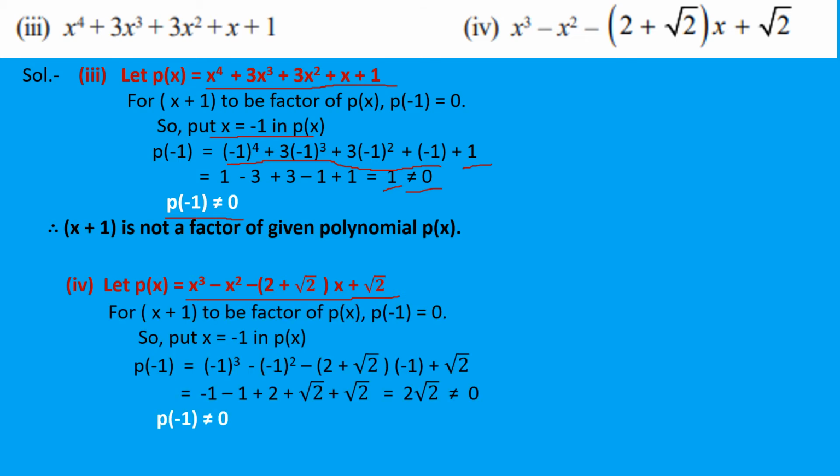What we will do? We will put x equals to minus 1 in p(x). So we will get p(-1) equals to (-1) whole cube minus (-1) whole square minus 2 plus under root 2 into (-1) plus under root 2. And after solving, we are getting 2 under root 2. And again, this is not equal to 0. That means p(-1) is not equal to 0. That means x plus 1 is not a factor of the given polynomial p(x).